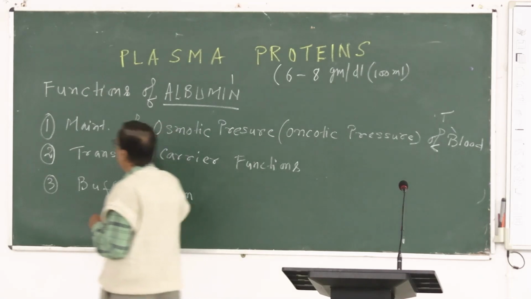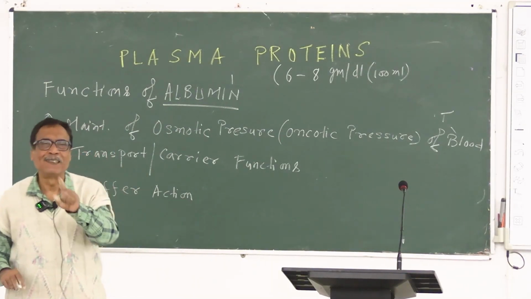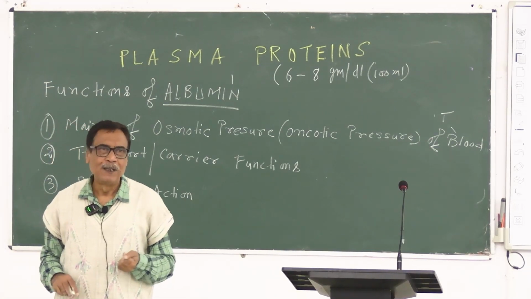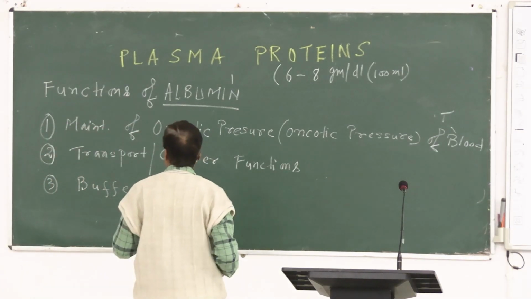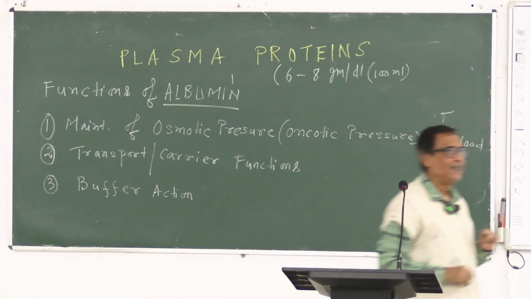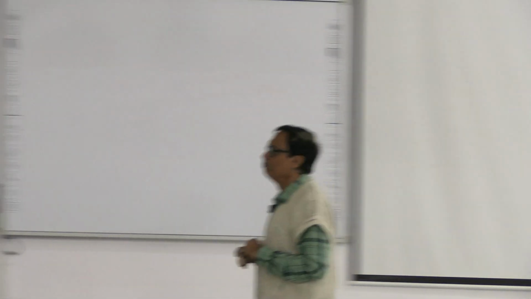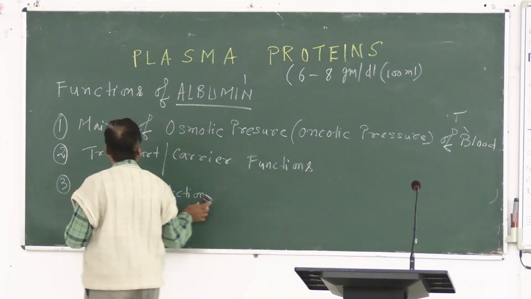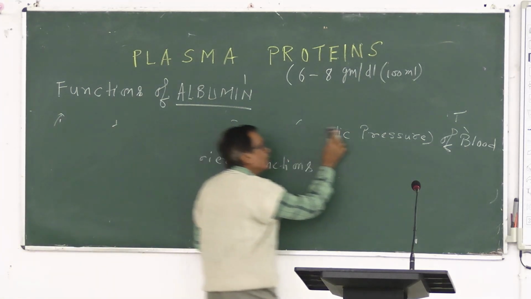These are the three important functions of albumin, in addition to the nutrient function. I am not mentioning that here. All of you know that protein has a nutrition role, but in addition, these are the three specialized functions performed by albumin, the major portion of plasma proteins.